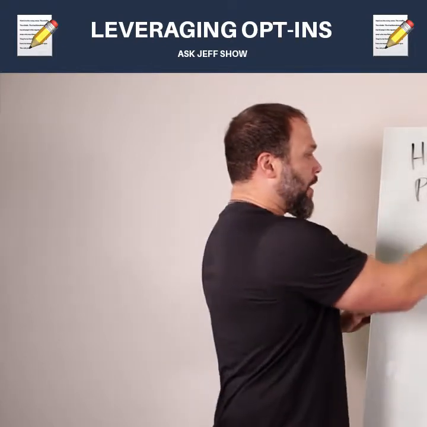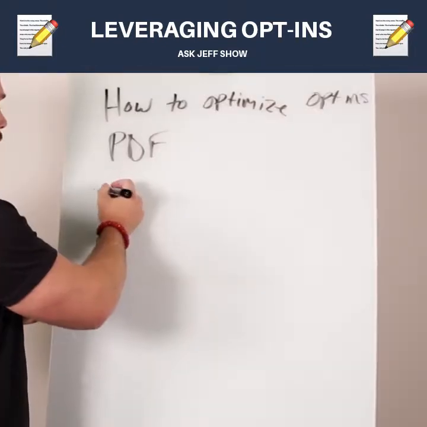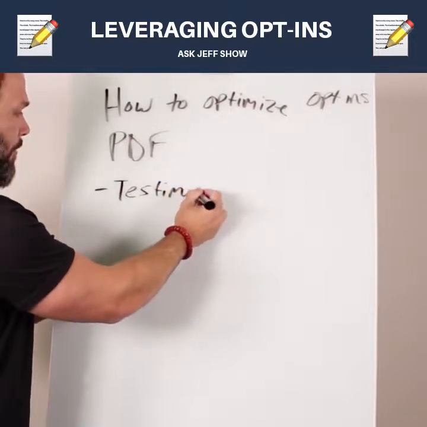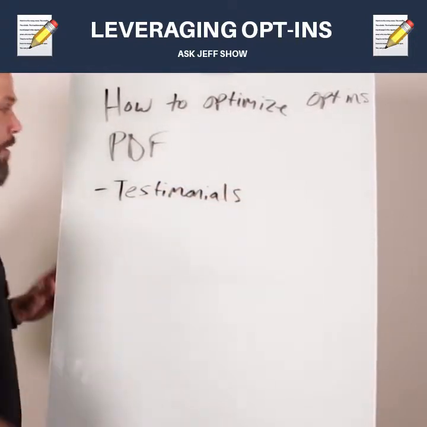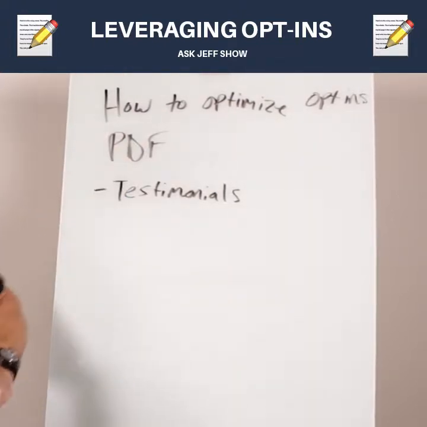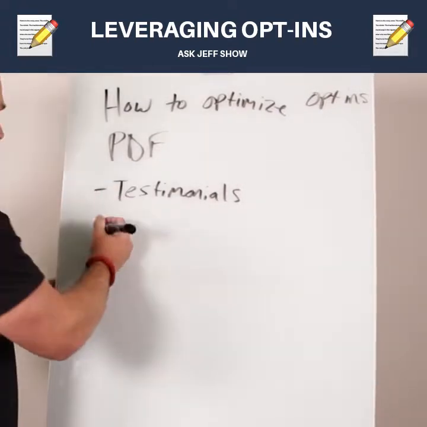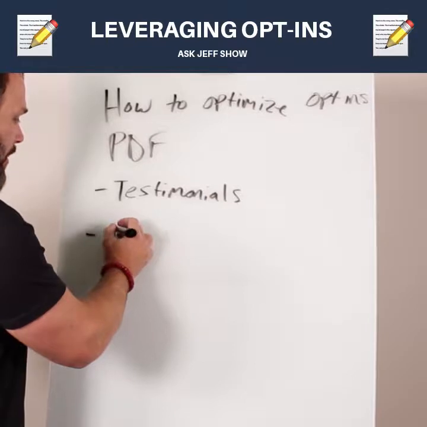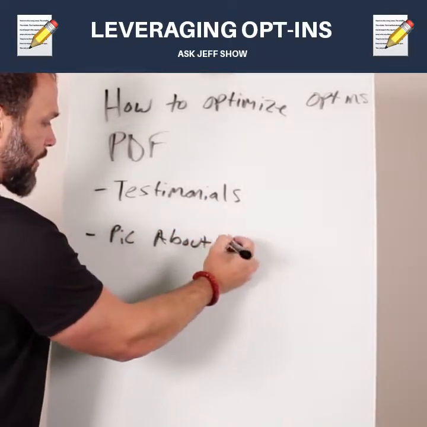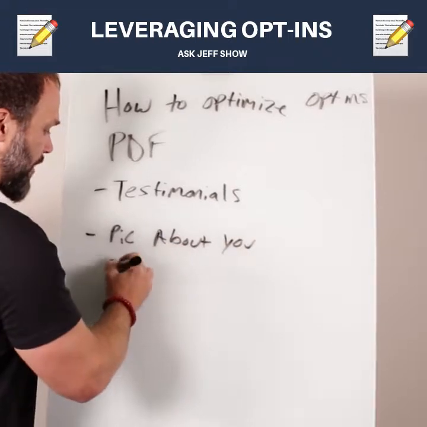So you get the PDF from us. The first thing you're going to do is add testimonials. As soon as they click on the PDF, they're going to have 3, 4, 5 testimonials that they have to scroll through before they get to the actual content that they opted in for. After the testimonials, you're going to have a picture of yourself, and then an About You section, and then a mission statement.